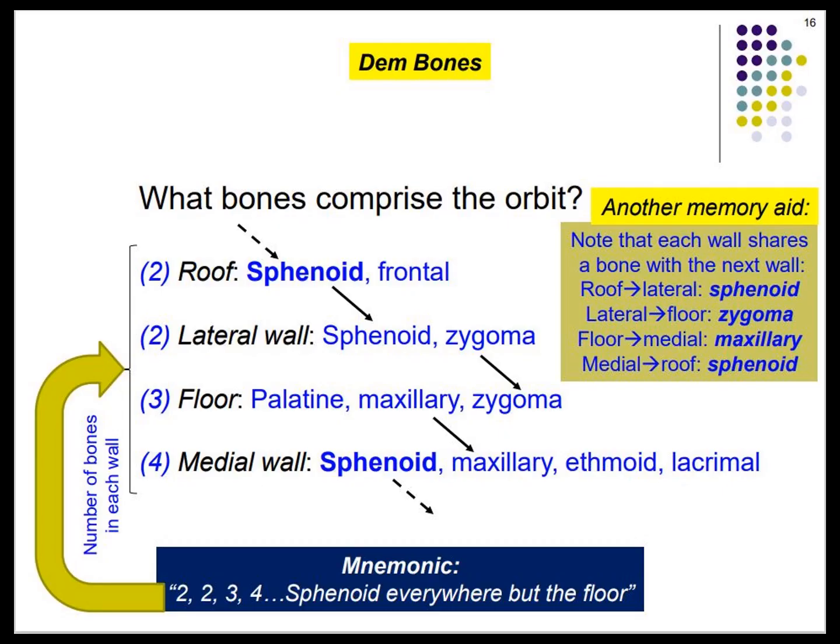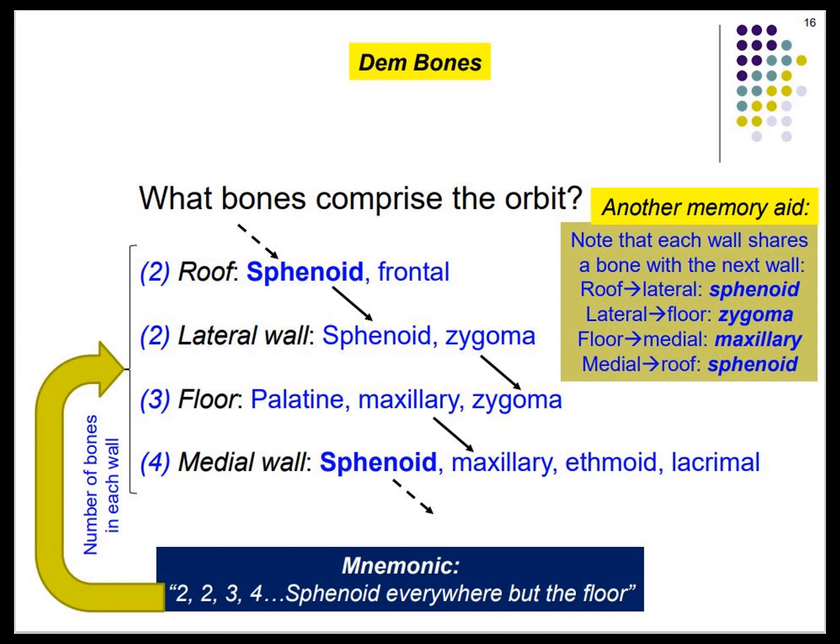But just to refresh and to give some context on how to remember the bones of the orbit, just remember that the roof is comprised of the sphenoid and the frontal bone, the lateral wall, the sphenoid and the zygoma, the floor, the palatine, maxilla and zygoma, and the medial wall, the sphenoid, maxillary, ethmoid and lacrimal bones.